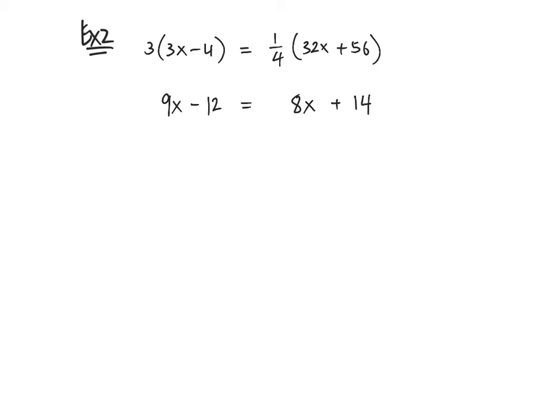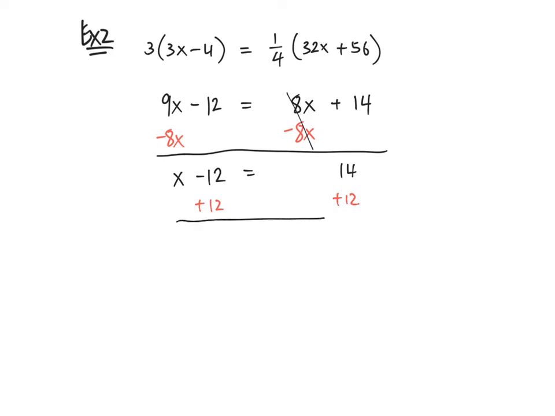All right, so I look at the variables now, and I have 9x on the left and 8x on the right. So I'm going to cancel the smaller one. I'm going to cancel the 8x by subtracting it from both sides. So now this gives me 1x minus 12 equals 14. And my final step will be to add 12 to both sides. And that leaves us with x equals 26.